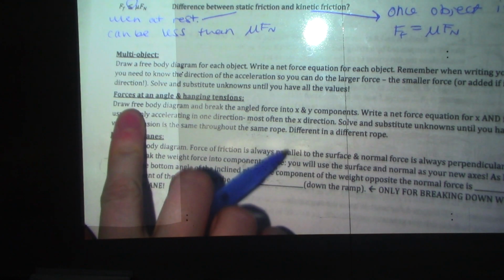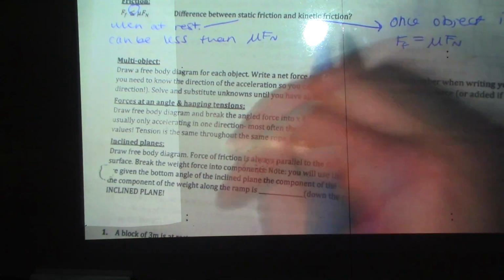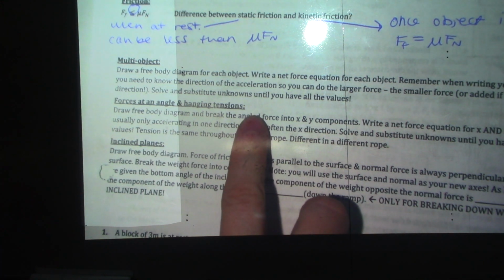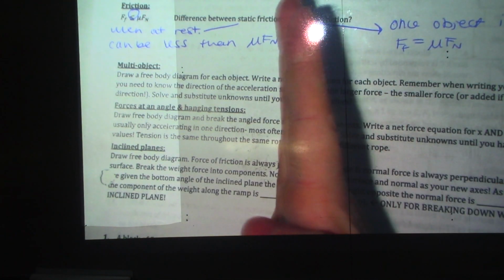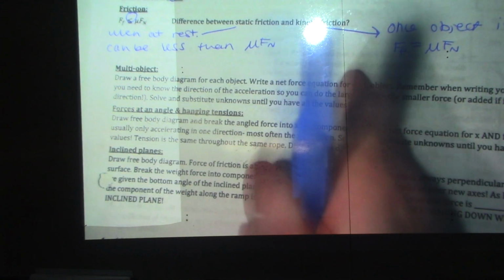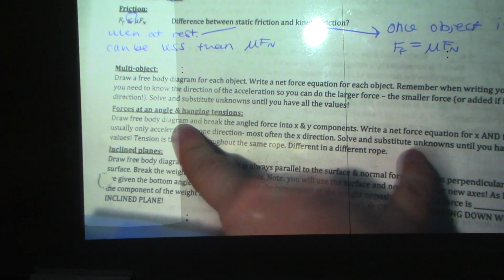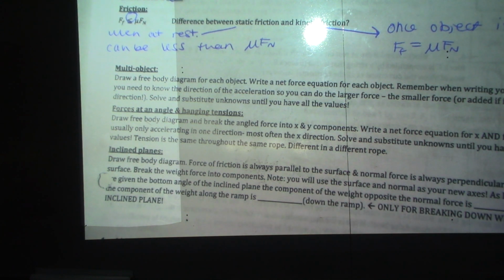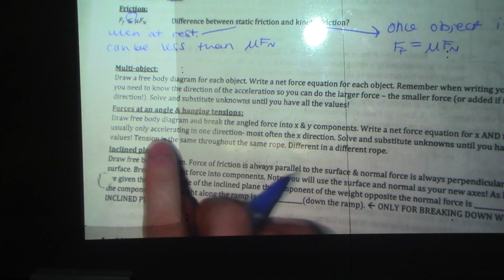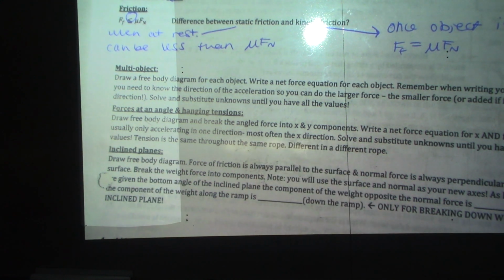When we've got forces at an angle, like hanging tensions at angles, we break the angled force into the x and y components. Then we write a net force in the y direction and the net force in the x direction, and then again substitute. If you're talking about the same rope, it's the same tension. If you're talking about a different rope, it's probably a different tension.